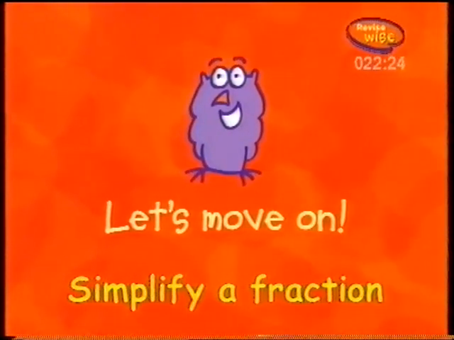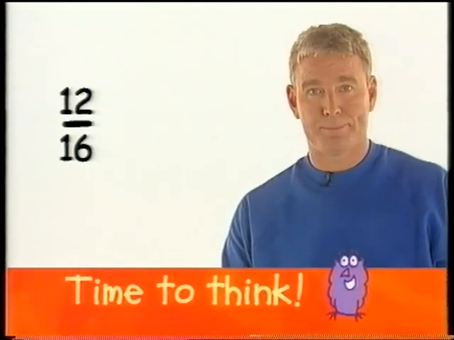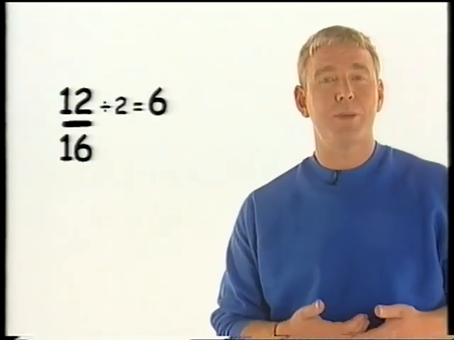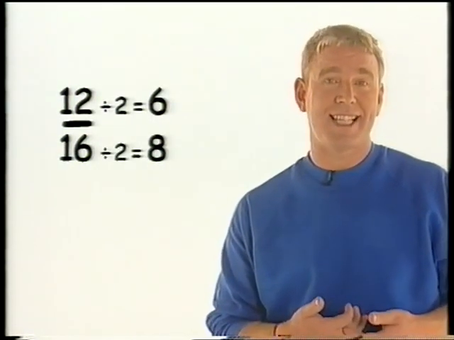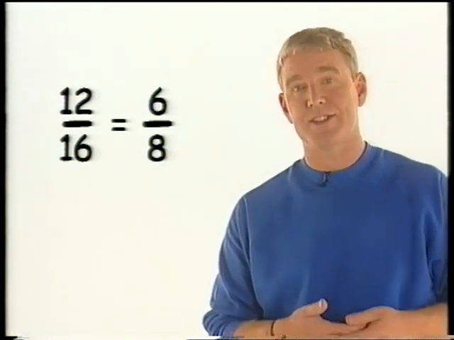Dividing the numerator and denominator by the same number like this to make them as small as you can is called simplifying a fraction. Let's simplify 12/16. What number can we divide both the numerator and the denominator by? Try 2. 2 into 12 is 6, and 2 into 16 is 8. So 12/16 simplifies to 6/8.